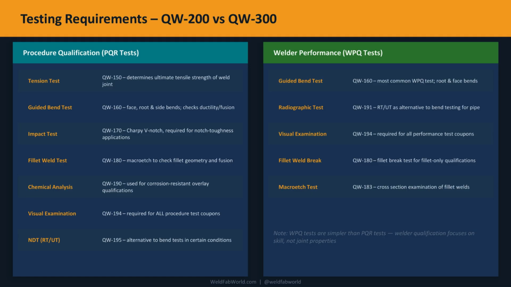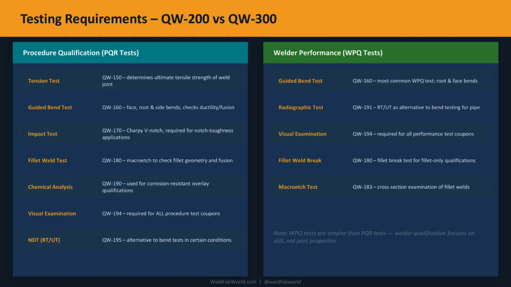Let's look at the actual tests. 2 categories: procedure qualification tests and welder performance tests. Don't mix them up. PQR tests, proving the process works. Tension test QW 150, pull specimens across the weld in tension. Must equal or exceed base metal minimum UTS.